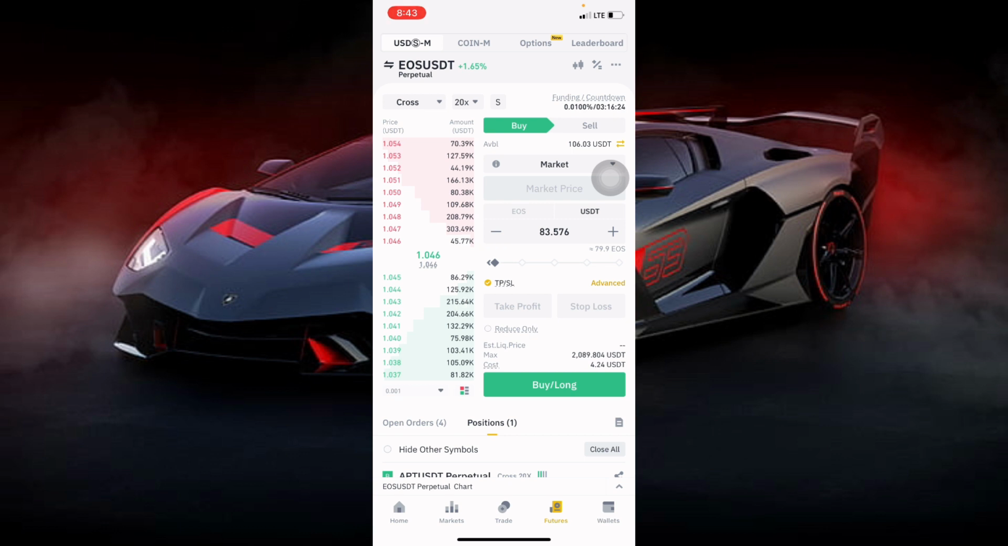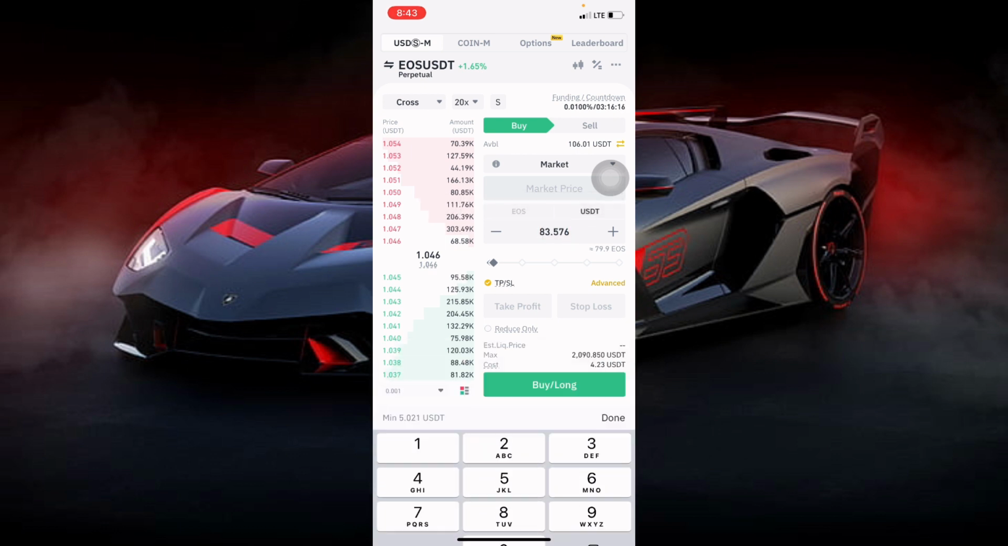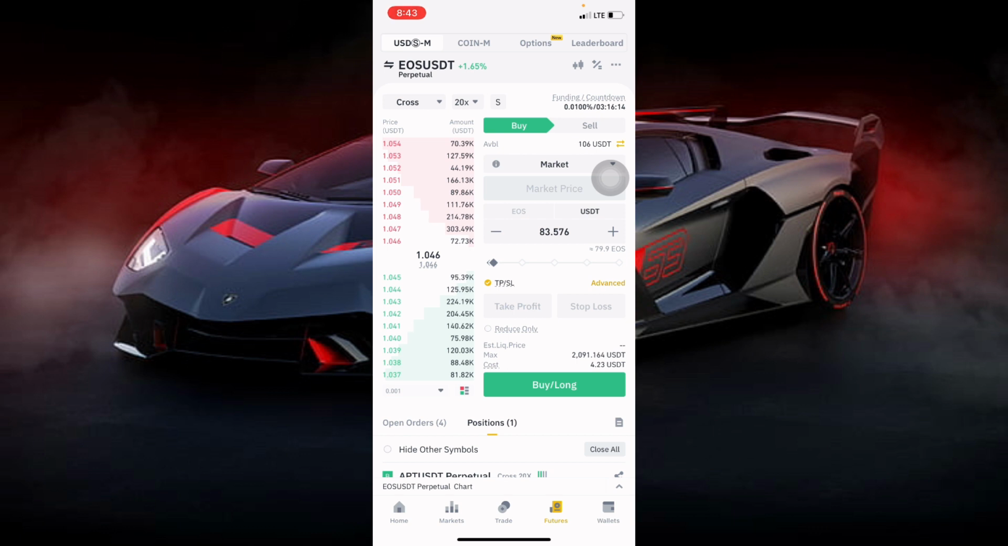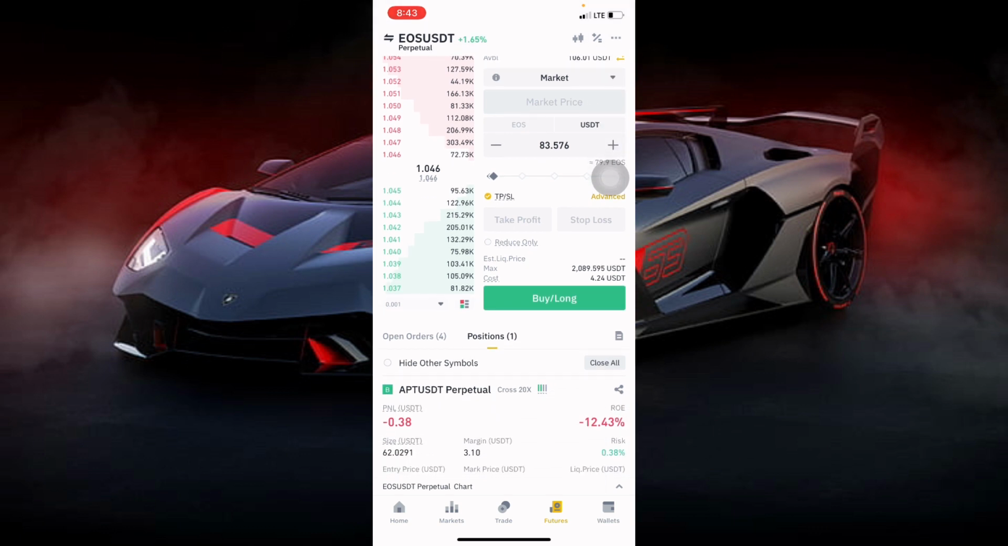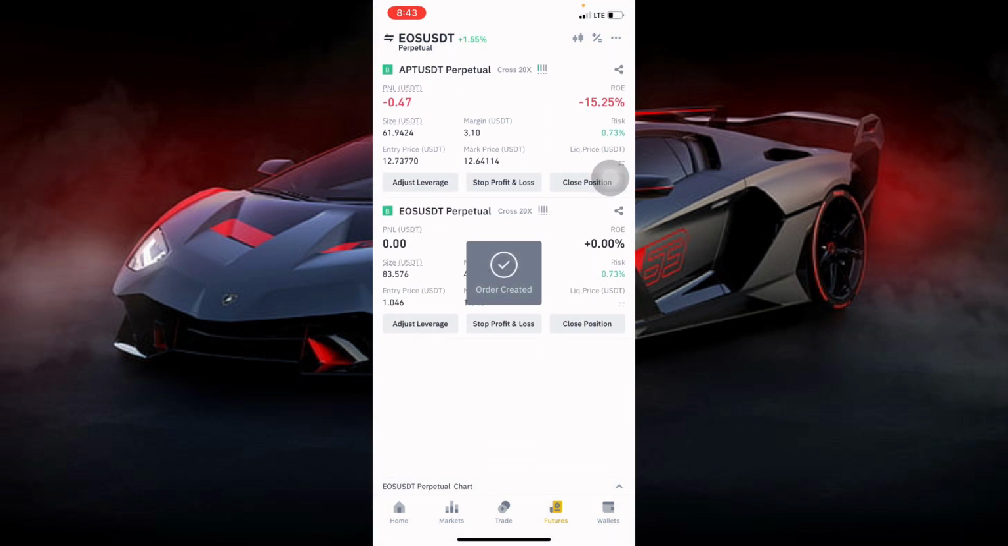So just copy these numbers, the 83.57. So you copy these numbers. Now we are going to execute using market execution on EOS USDT right now. So let's go for buy. So I go for buy here. So now I just went for buy EOS USDT.